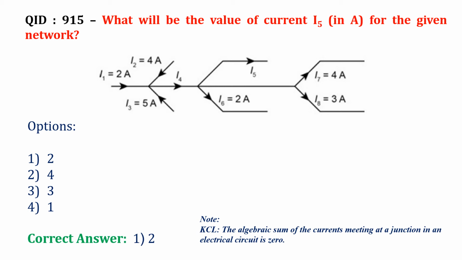Whatever the problem, if it is given in this network form, you have to take the junction or node and equate that current entering into the node is equal to current leaving from the node. Like that, if you calculate, you can easily obtain the answer. Very simple question. Let us take the next question.